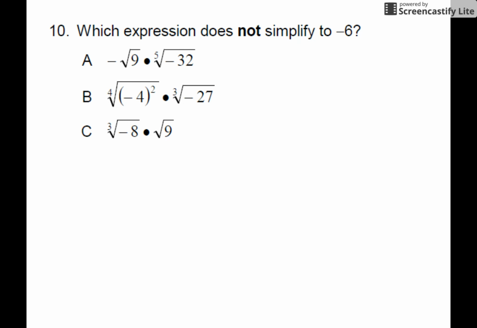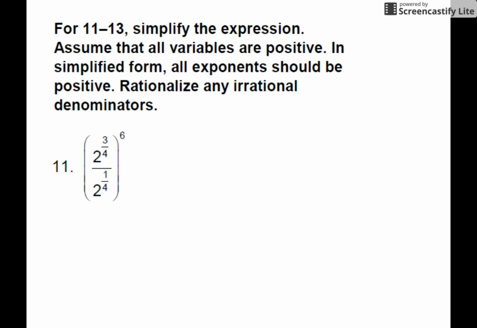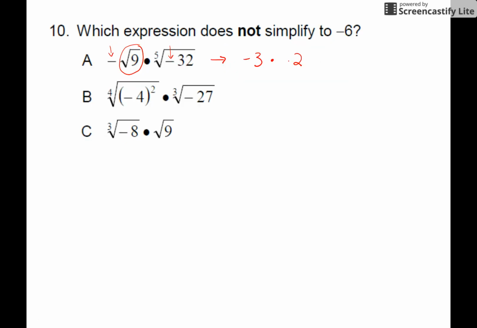Number 10, which expression does not simplify to -6? Well, we're just going to go through and simplify each expression. So here I have square root of 9, which is 3. There was a negative in front, so I bring that over. Then times the 5th root of 32 is 2, and since it has that negative with it inside, it comes out with it as well. Remember, odd roots will keep that same sign. So negative times a negative, I get +6. Remember, we're looking for the one that does not equal -6. So that actually is answer choice A. I'm going to do the rest just to make sure we understand the process here.